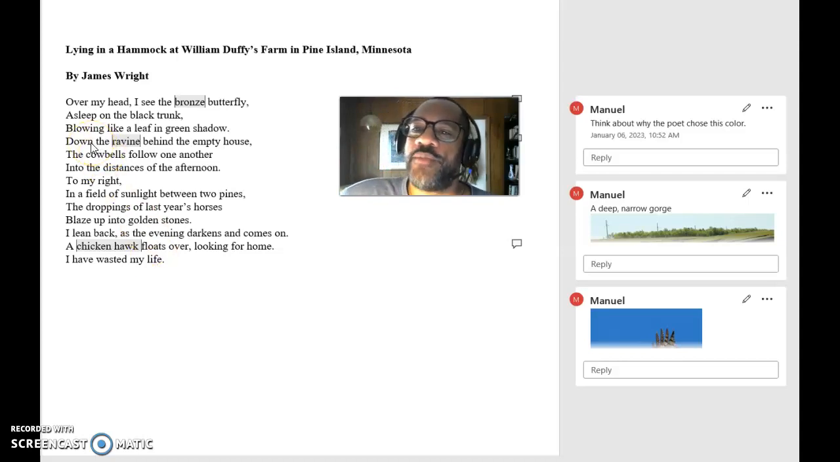Lying in a hammock at William Duffy's farm in Pine Island, Minnesota. Over my head, I see the bronze butterfly asleep on the black trunk, blowing like a leaf in green shadow. Down the ravine, behind the empty house, the cowbells follow one another into the distances of the afternoon. To my right, in a field of sunlight between two pines, the droppings of last year's horses blaze up into golden stones. I lean back as evening darkens and comes on. A chicken hawk floats over, looking for home. I have wasted my life.